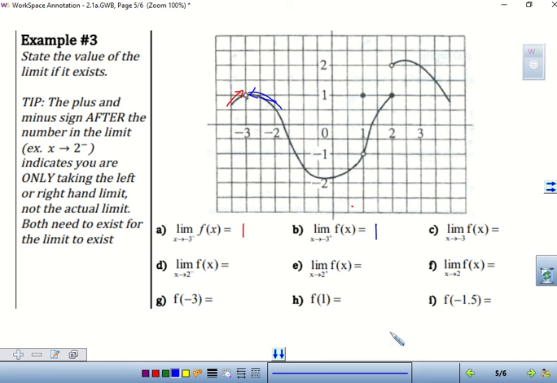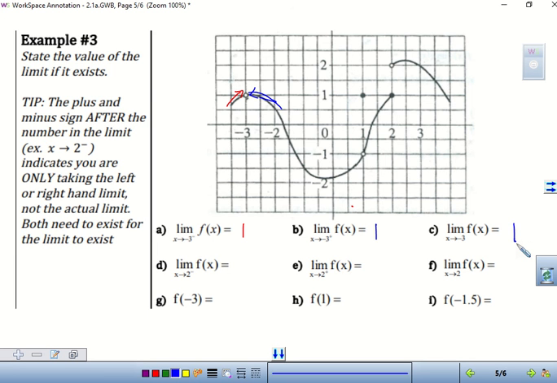So, since the left and the right-hand limit match, the limit is what the two limits are. Okay? But it's the open circle. The function is not defined at the point, but the limit doesn't care if the function is defined. Limit is where it's going. We don't care what it does when it gets to that destination. Does that make sense?